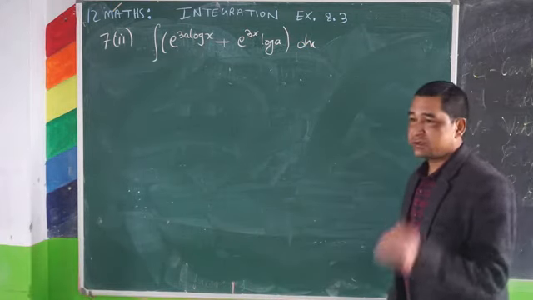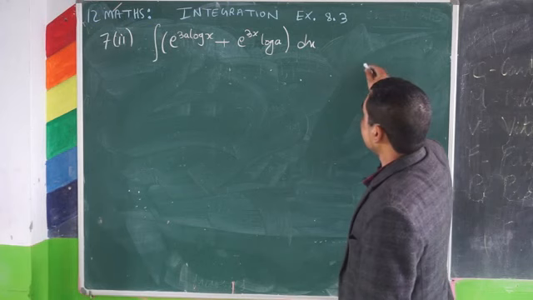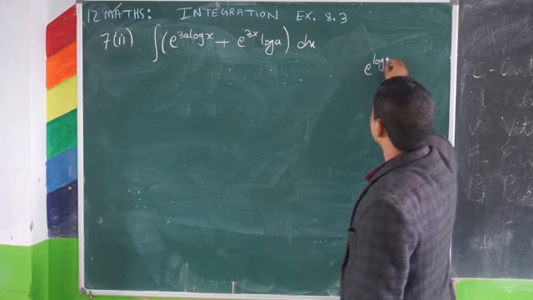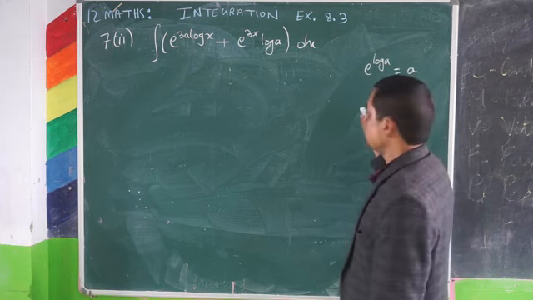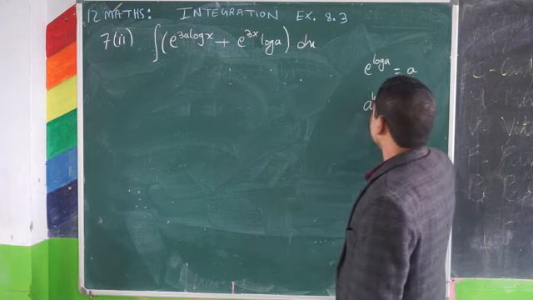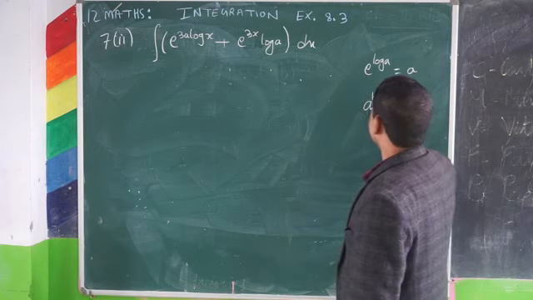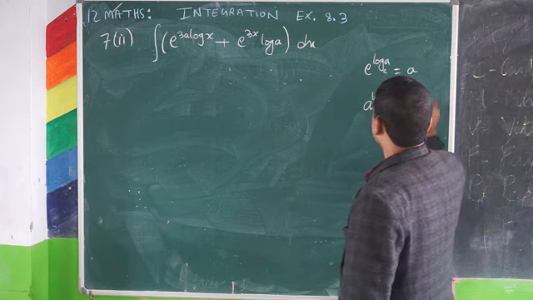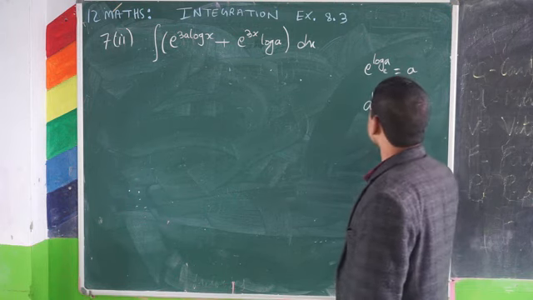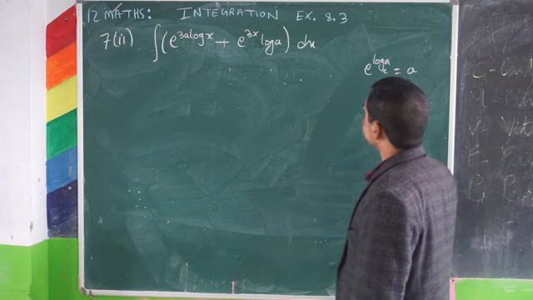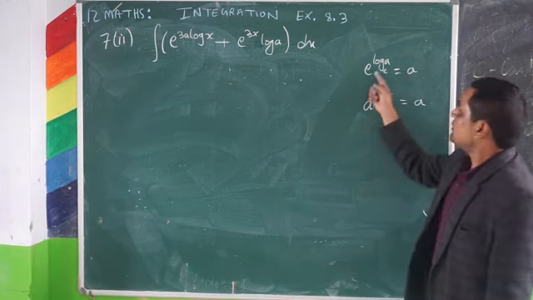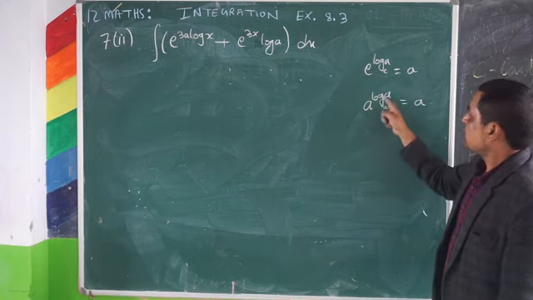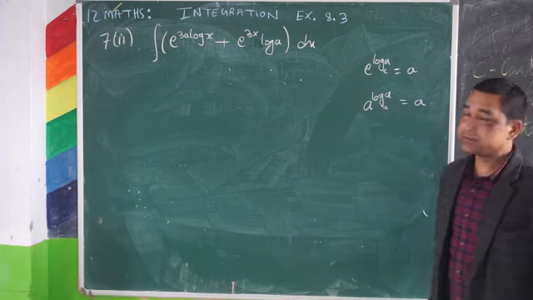And remember there is a formula. Suppose e to the power log a equals a. The base e and the log base are the same, so you can write a. So e to the power log a, if the base is e, will give the answer a.